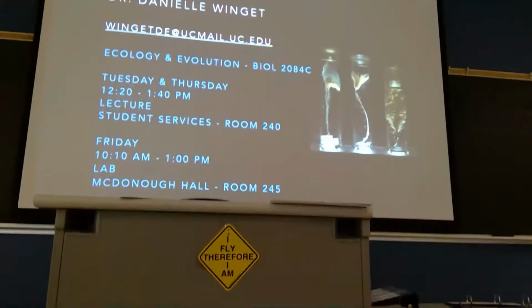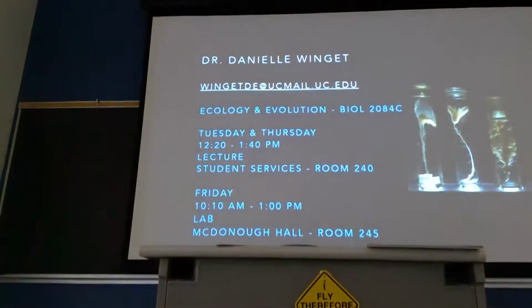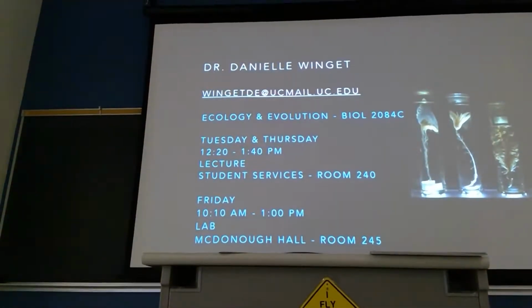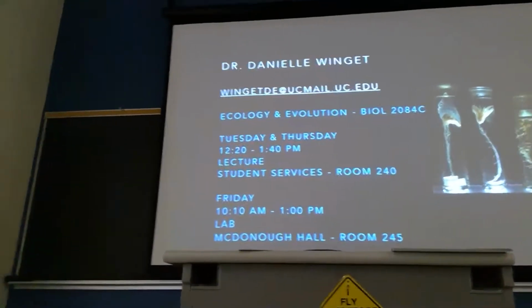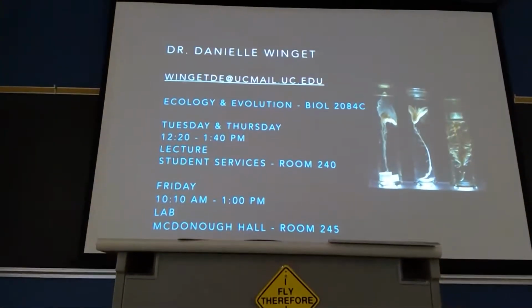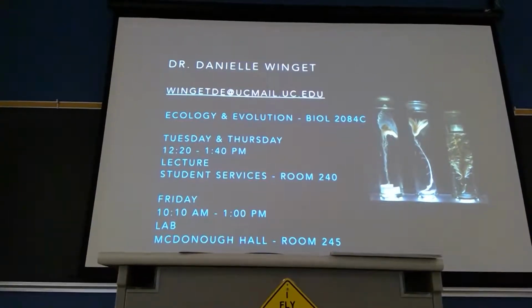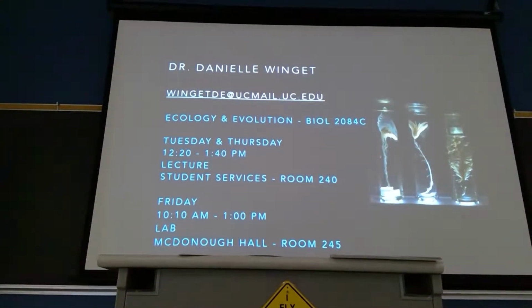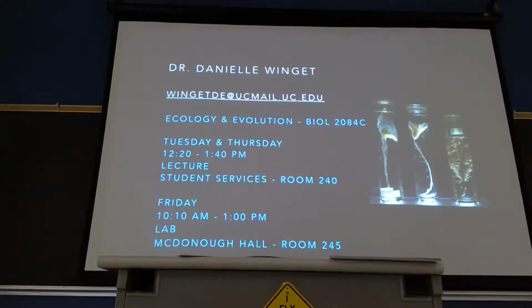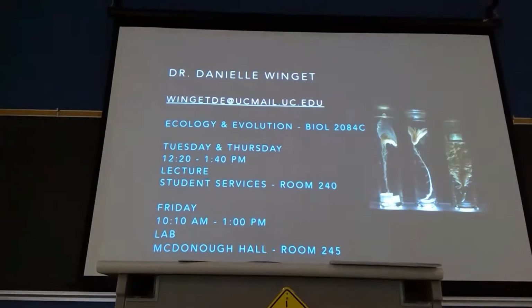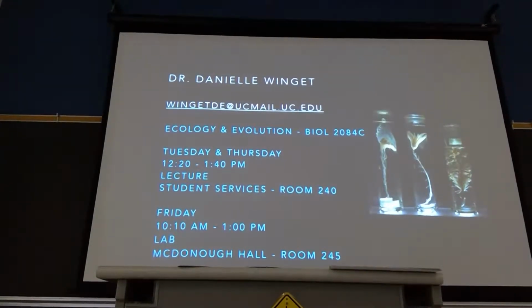All right, so who am I? My name is Danielle Winget. I've been teaching at the undergraduate level for about 7 years now. The best way to reach me is via email. You can see my email address there. I have it on the board for you. It is the second thing on the syllabus. The third thing on the syllabus is my phone number, which is also an okay way to reach me, but email is definitely my preferred communication tool. I can usually respond to you within 24 hours on email.